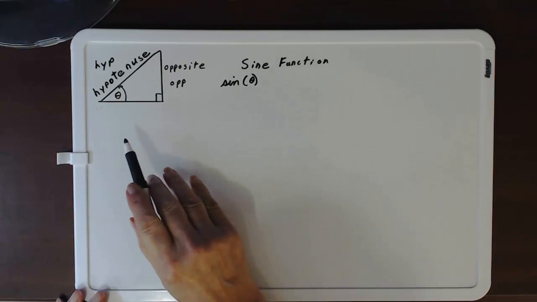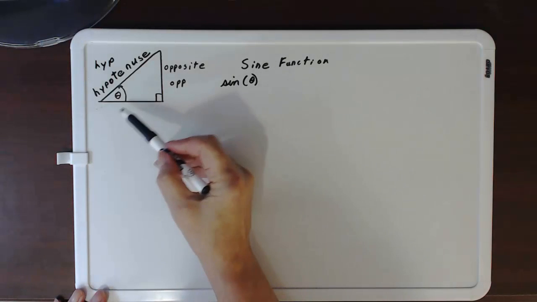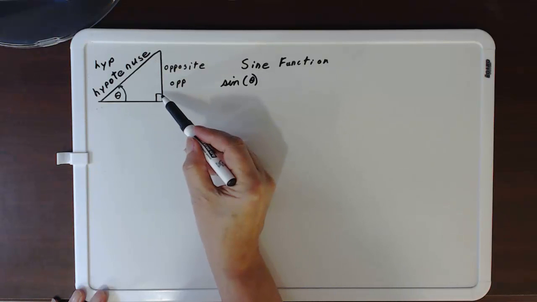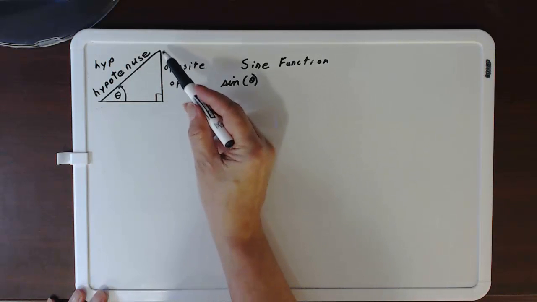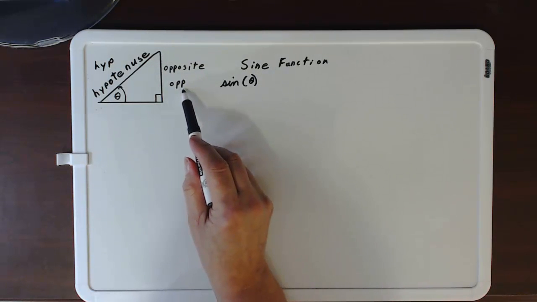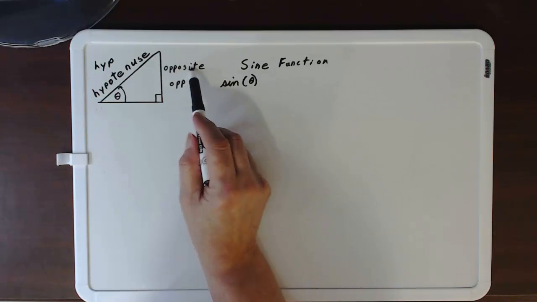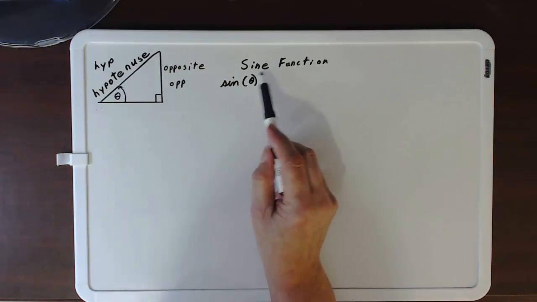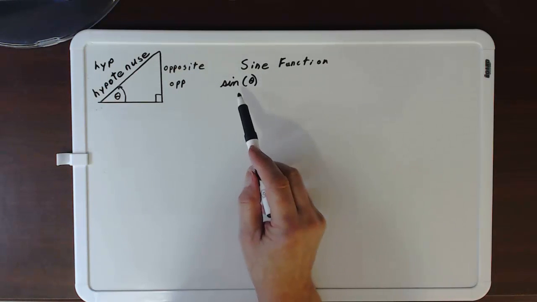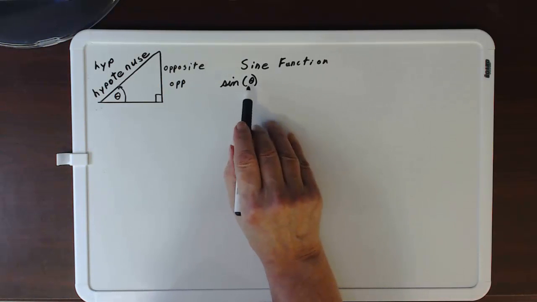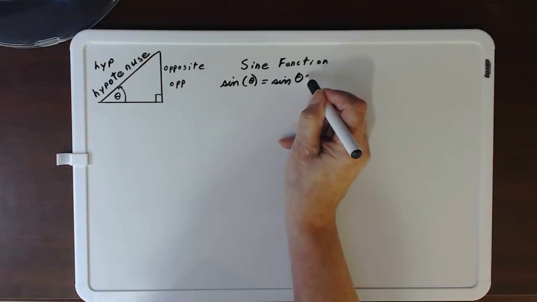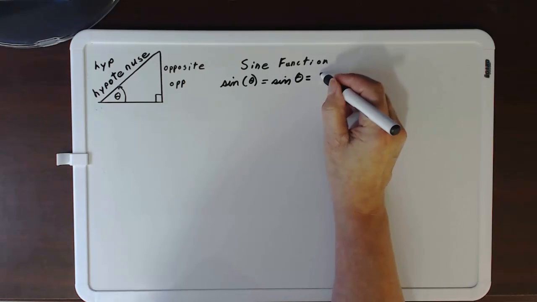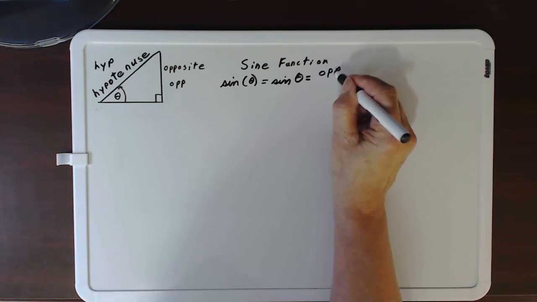Here we have a right triangle with a hypotenuse, which is opposite the 90-degree angle, and an angle theta. We have an opposite side. Let's let OPP represent the length of the opposite side. Now, the sine function is a function of theta, and we usually write the sine of theta as sin theta. And it equals the opposite side over the hypotenuse.